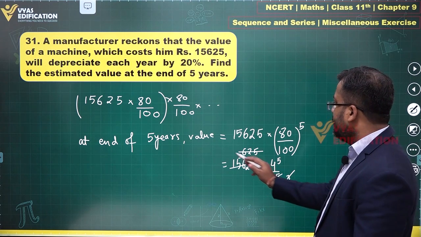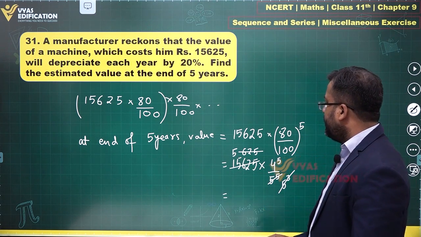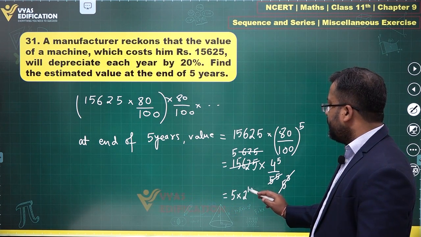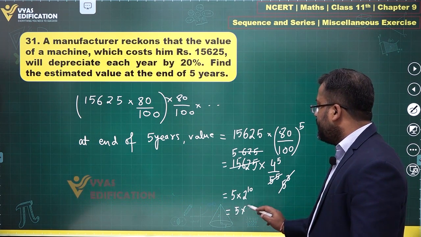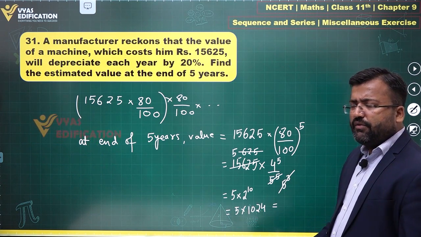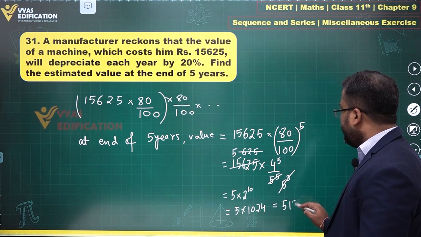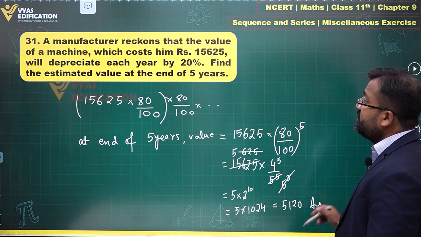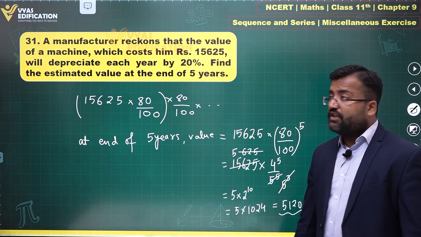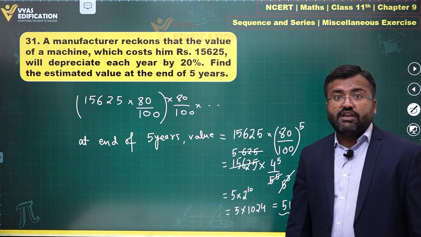No, this is 125. So you have a 5 remaining in the numerator, and 5 into 4 power 5 is 2 power 10. 2 power 10 is 1024. This is 5 into 1024. What is that? 5 into 24 will be 120, and 5120 is what you get. That's my required answer. The estimated value at the end of 5 years is 5120. That's the correct answer for this. Question number 31, as you can see over here.